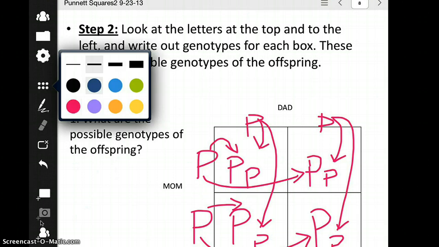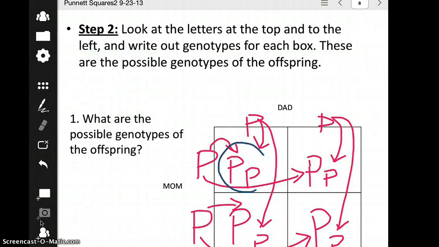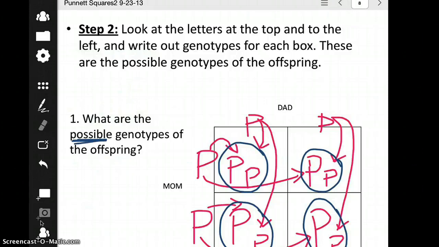Now, these represent the possible genotypes the offspring can have. So this is what the parents can give the offspring, potentially, right? And this is the genotype of the offspring, potentially. Now this Punnett Square is just predicting. It doesn't mean that they're going to definitely have everything that's shown in here. It just shows chances and probability. So it says, what are the possible genotypes of the offspring? And you can see here, there's only one type of genotype. They're all the same. They're big P, little p.